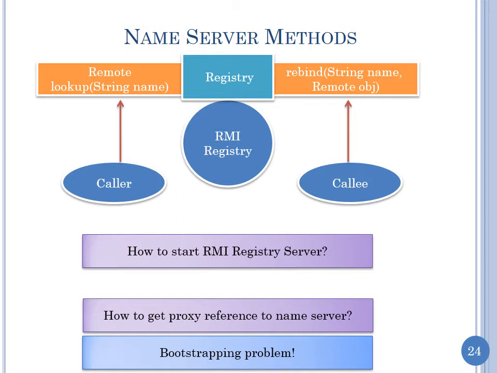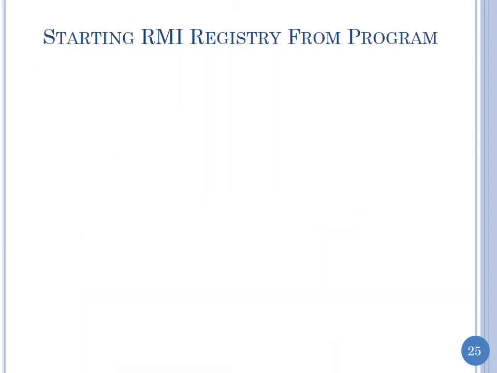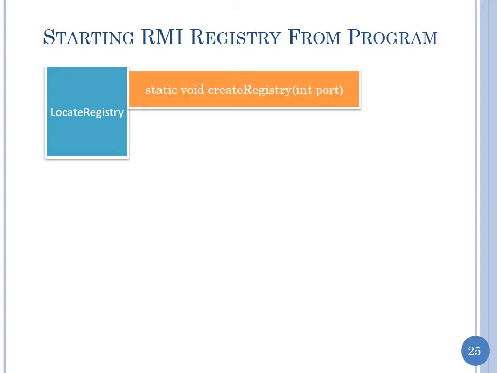So how do you get a proxy reference to the name server? Okay, and in any bootstrapping problem, you'd kind of say, well, we'll just give you a restricted solution that works only for registry. Okay, so let's see how you start the RMI registry from a program. There's another type in Java called LocateRegistry, and you can say createRegistry, and you can give the port number on which messages to the registry will be sent. Okay, by default, the convention is to use the port number 1099.